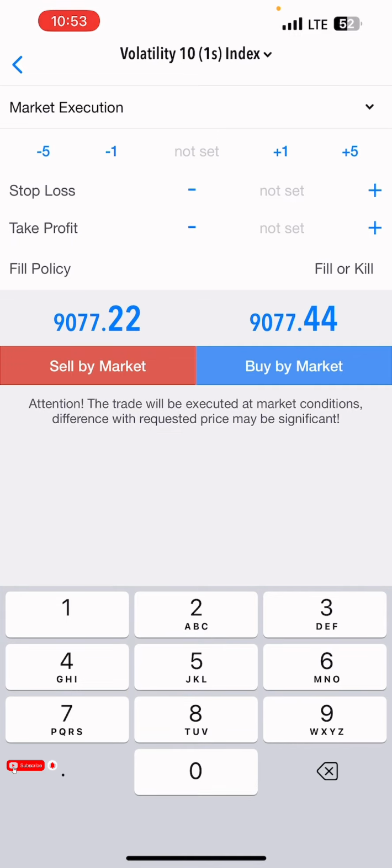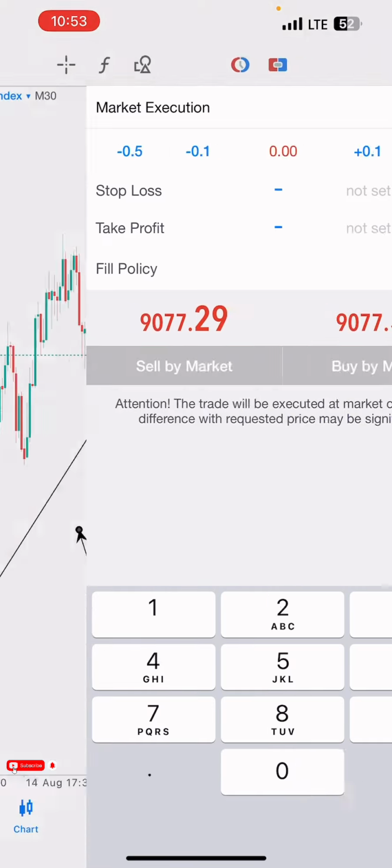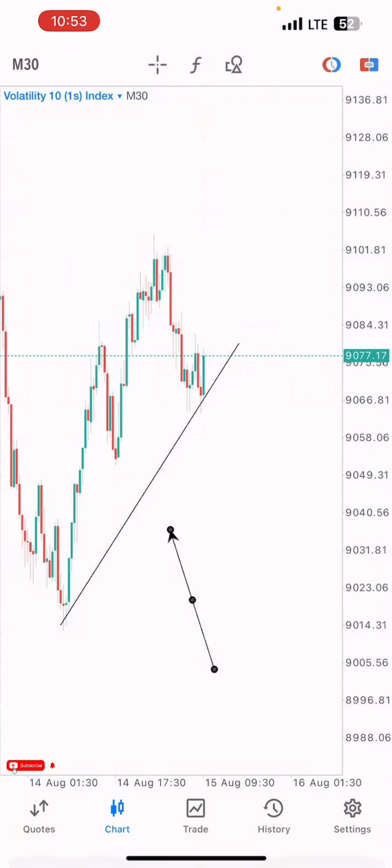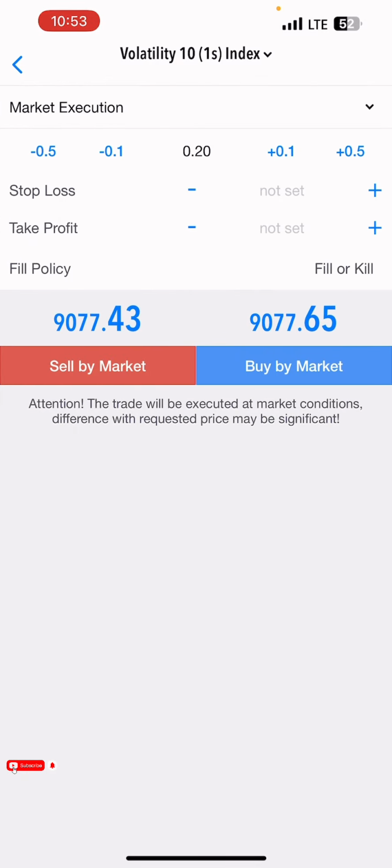But on the synthetic indices market, we have different lot sizes. So when you click on the lot size, you clear it with this X button I'm tapping on my screen. Then go back, click on this arrow at the top left corner, then click on trade again. We've seen it has come back to 0.2. That's the minimum lot size.